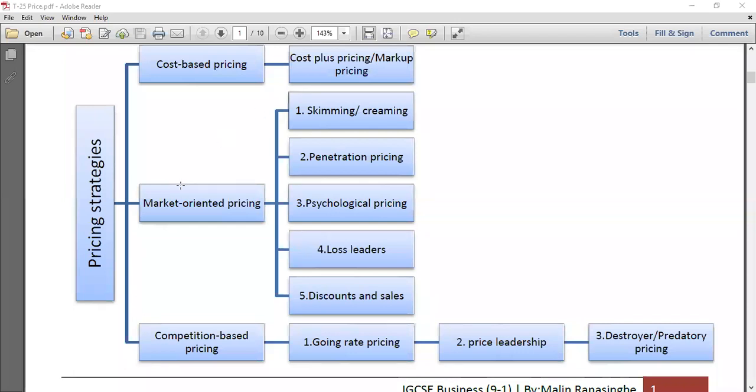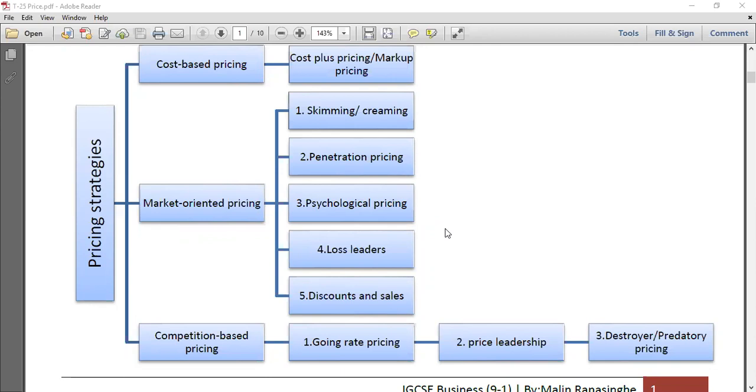And under market-oriented pricing, we have these methods: skimming or creaming pricing strategy, penetration pricing strategy, psychological pricing strategy, loss leader pricing strategy, discount and sales. Mainly, these are market-oriented, which are customer-based pricing strategies. So skimming, penetration, psychological, loss leader, discount and sales, everything we are doing based on the customer perception. Therefore we call these pricing strategies market based.